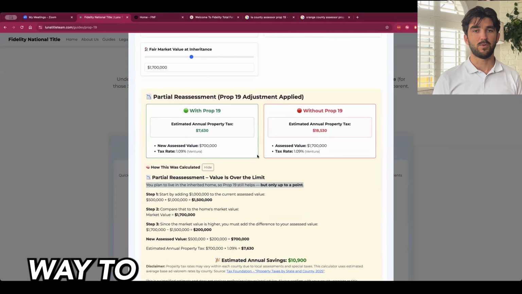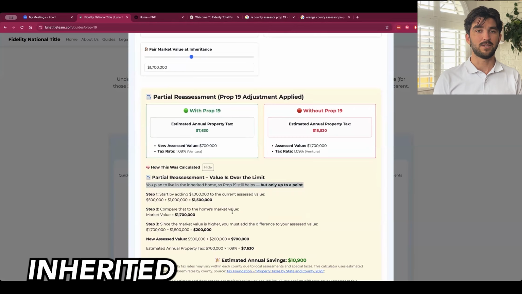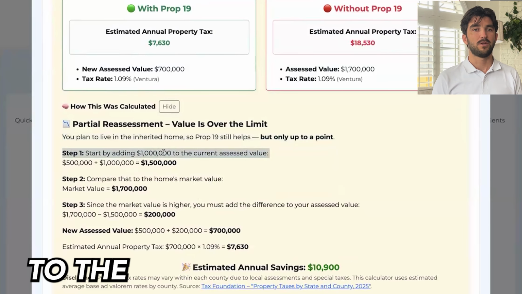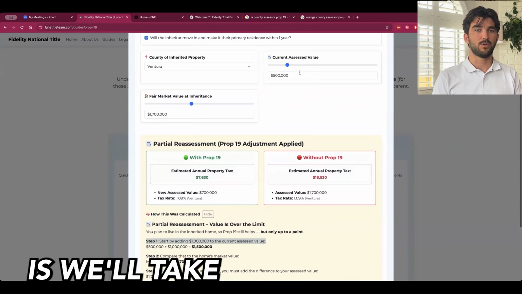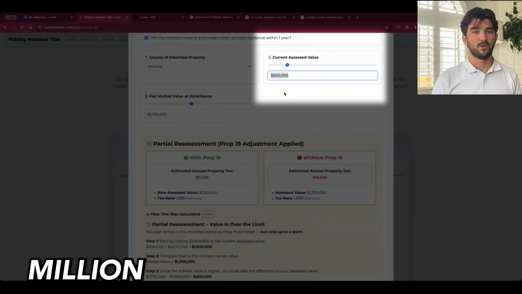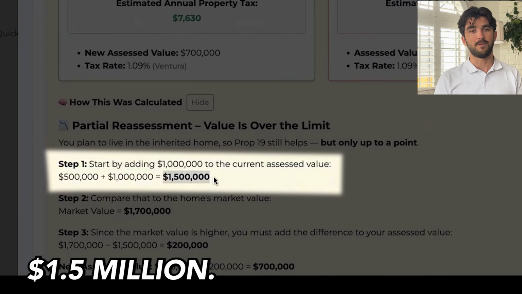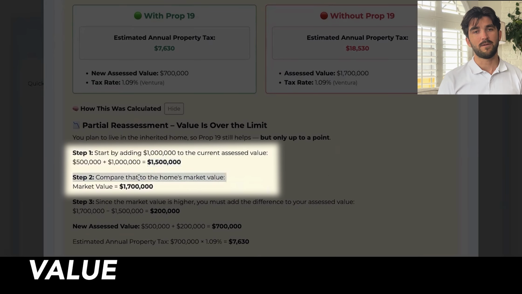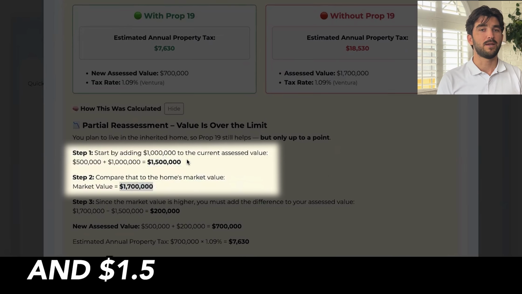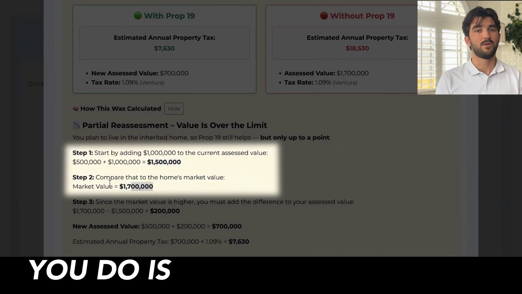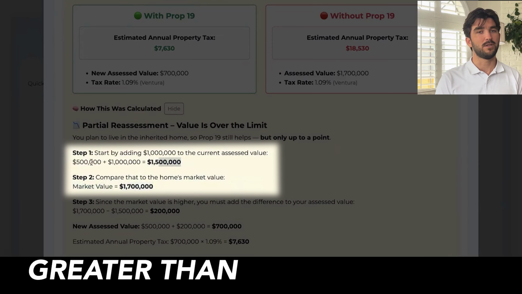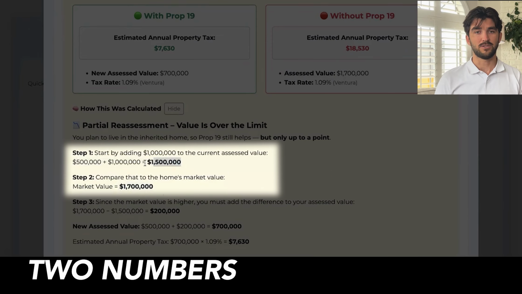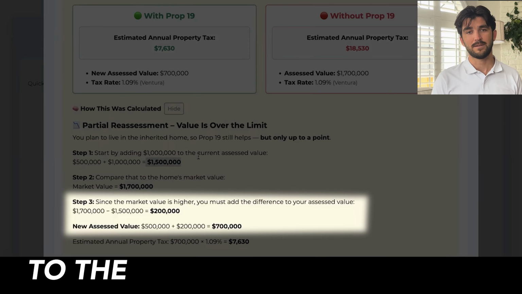So the easiest way to think about how to calculate these inheritance situations is to simply start by adding $1 million to the current assessed value. So we'll take this assessed value, and add $1 million to it. Now we're looking at $1.5 million. Next, you compare this figure to the current market value of the home. So we'll look at 1.7 and $1.5 million. Then if this market value is greater than this value, which was the assessed value plus $1 million, you take the difference between these two numbers and add it to the assessed value.